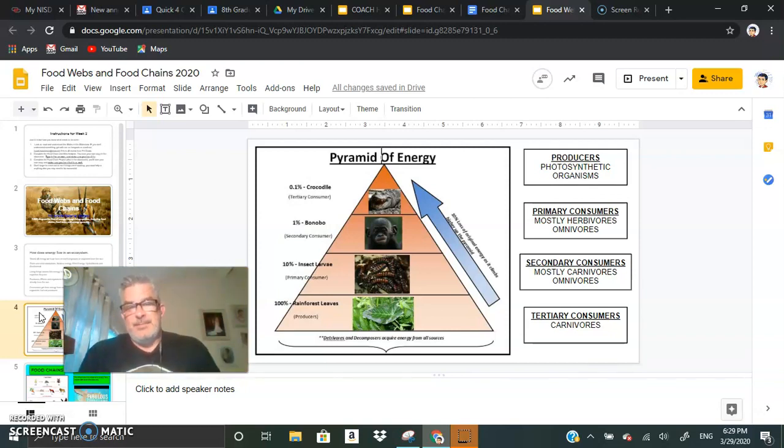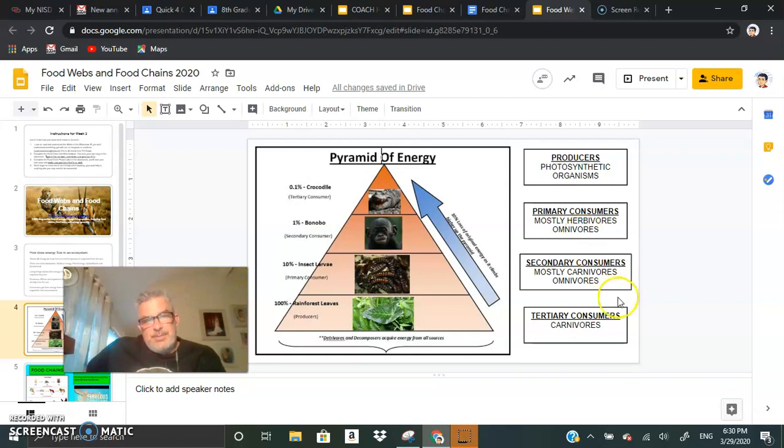So in this picture here, you see the bonobo monkey that eats the insect larva. That monkey's only going to get about 10% of the energy from the larva. And then with a crocodile, I know that's kind of sad to think that the crocodile could eat something so cute, but that's nature. When the crocodile eats that monkey, the crocodile is only going to get 10% of that because the monkey used 90% of it to do monkey things. Over here on the right, it just talks about producers, all photosynthetic organisms, and primary consumers, mostly herbivores and omnivores.